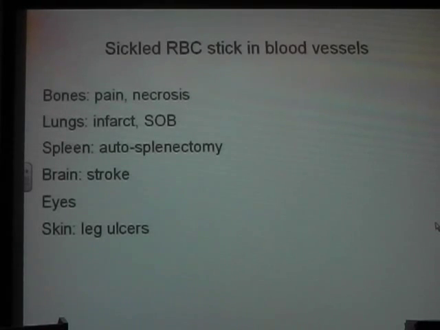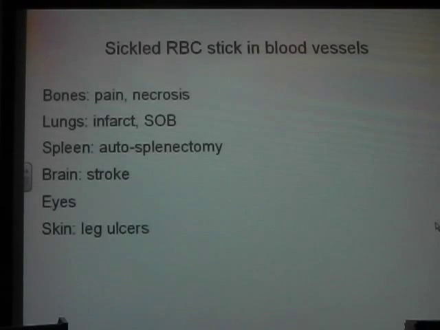And the combined effect of sickling in your red blood cell is that your red blood cell becomes more fragile and it's more likely to get chewed up by the spleen, and also your red blood cell becomes stickier and it sticks in the blood vessels, and from just knowing that pathophysiology, you can work out what the symptoms and signs are going to be.